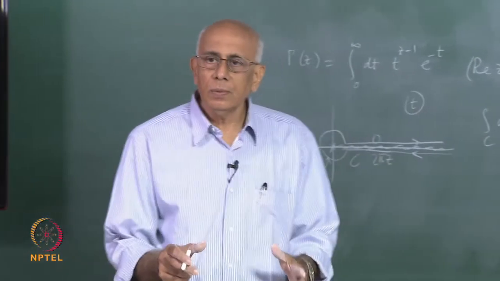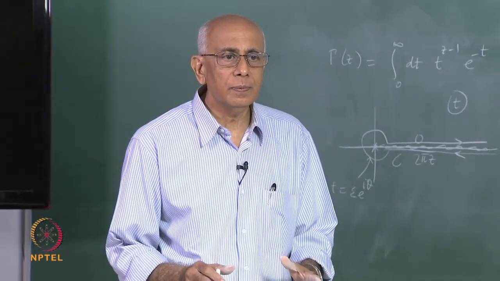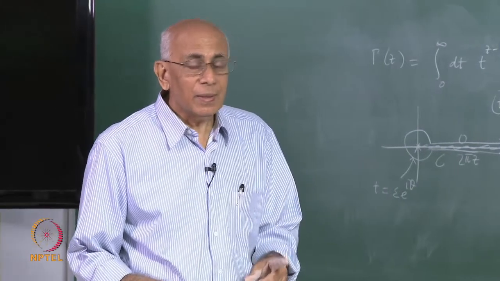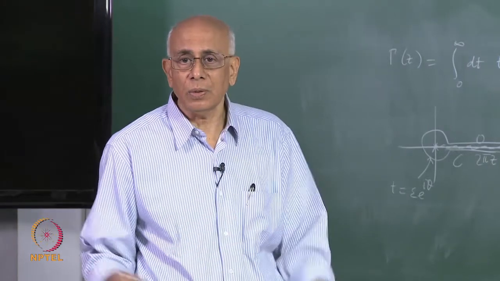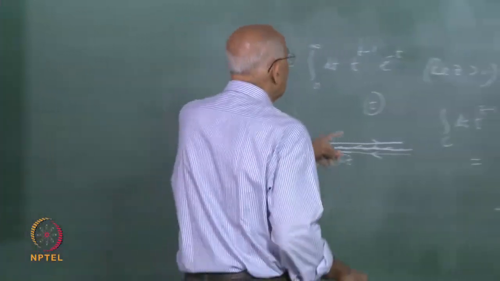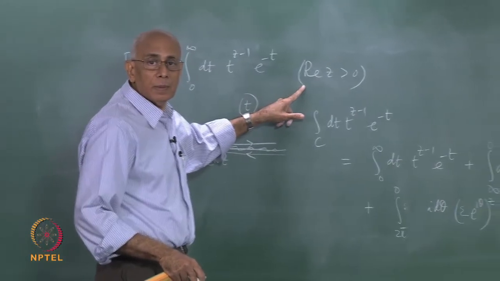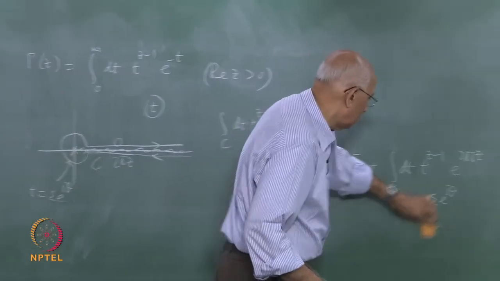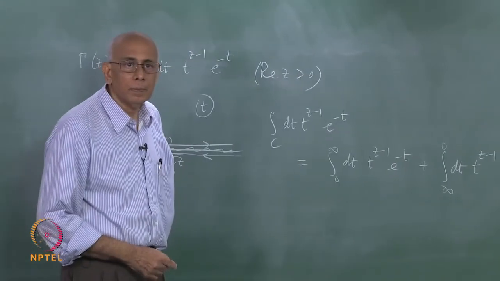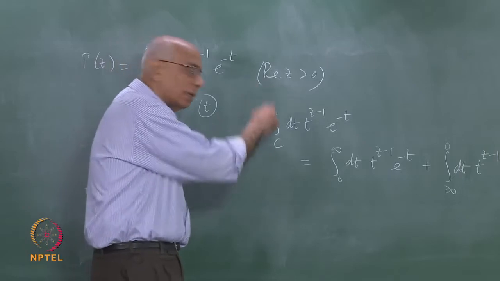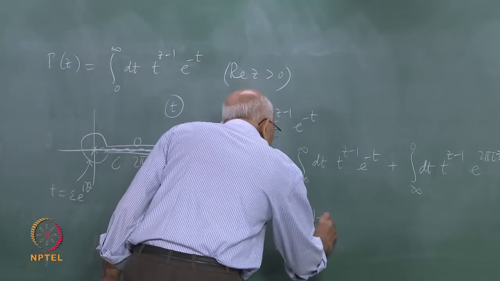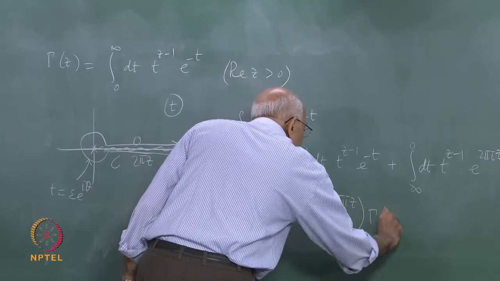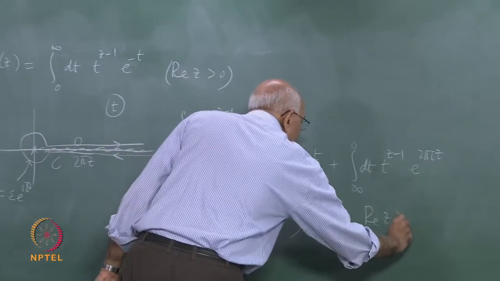But what does that do when epsilon goes to 0? It goes to 0 provided the real part of z is greater than 0, otherwise it is not true. But that is where we started. So in this region this has gone, and the contour integral is equal to 1 minus e to the 2 pi i z times gamma of z in the region real z greater than 0.